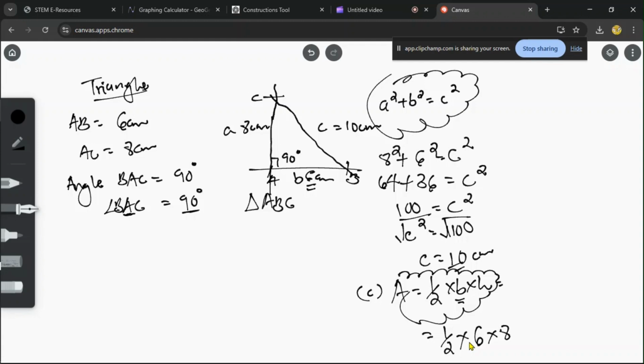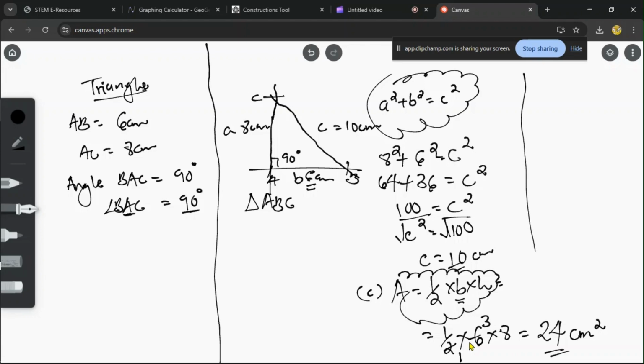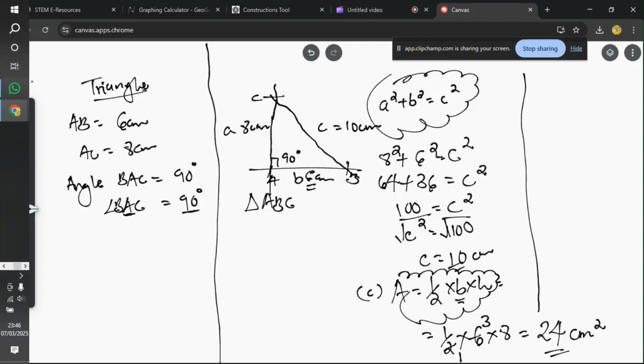If I multiply this one by 1 by 2, we are having 3. So that 3 multiplied by 8 gives me 24 centimeters squared, because I'm getting the area of that. So that is how you are supposed to solve that problem. That is how you're supposed to approach that problem.